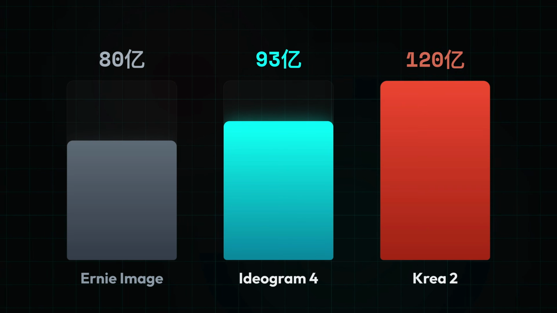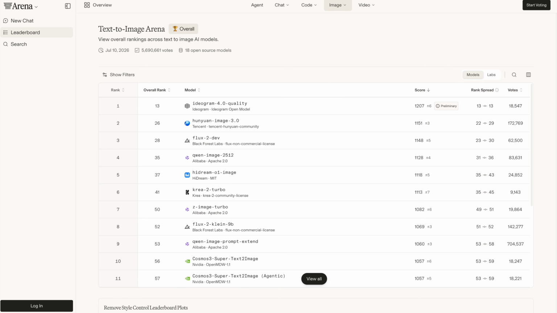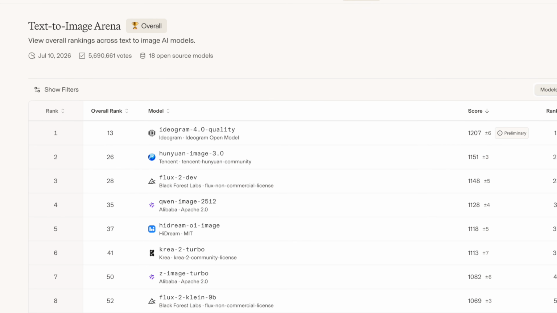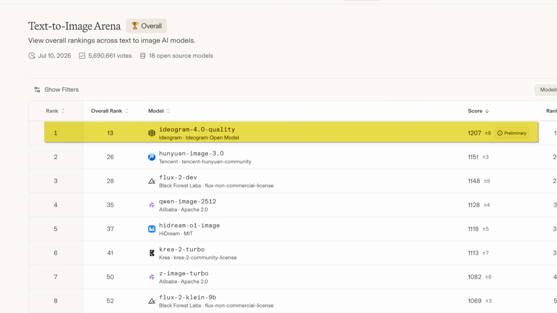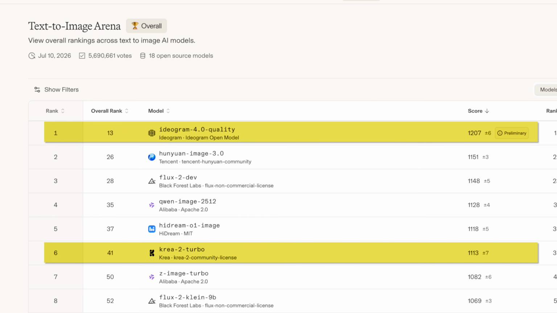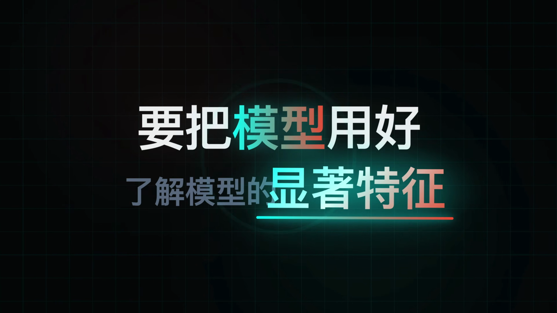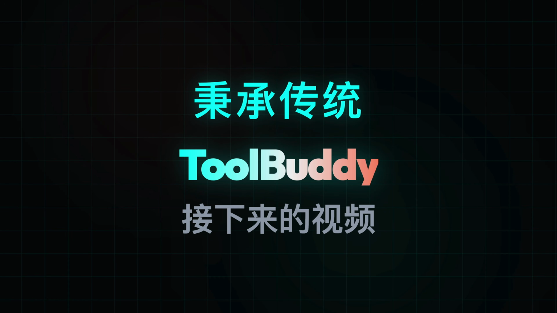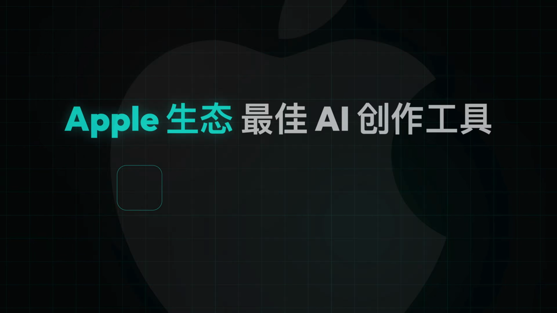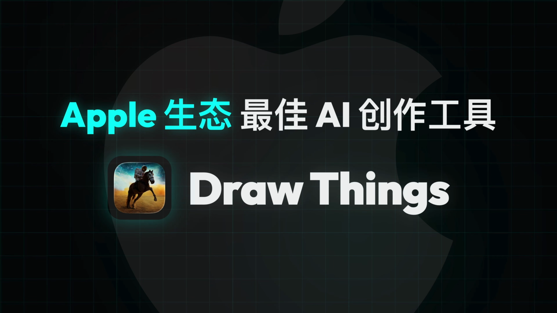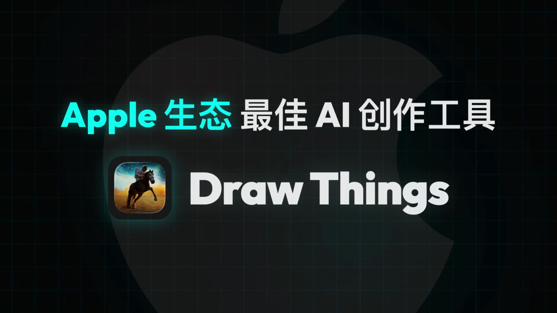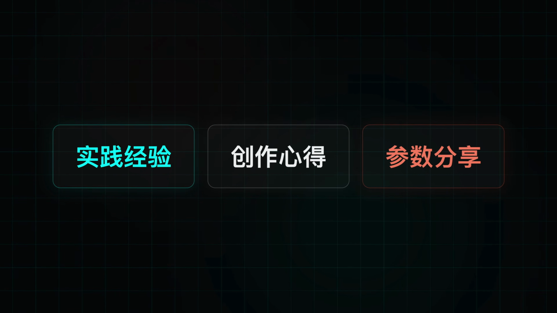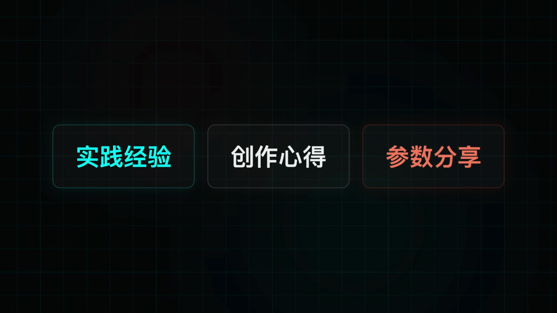Krea 2 has a slightly larger parameter count, reaching 12 billion parameters. Both of these are text-to-image models. Currently, in the open-source model arena, ideogram 4 is firmly ranked first, while Krea 2 ranks 6th. To use a model effectively, you need to clearly understand its key characteristics. Following our usual approach, in the upcoming videos I will provide a detailed introduction to ideogram 4 and Krea 2 on DrawThings, the best AI creation tool in the Apple ecosystem, including practical experiences, creative insights, and parameter settings.